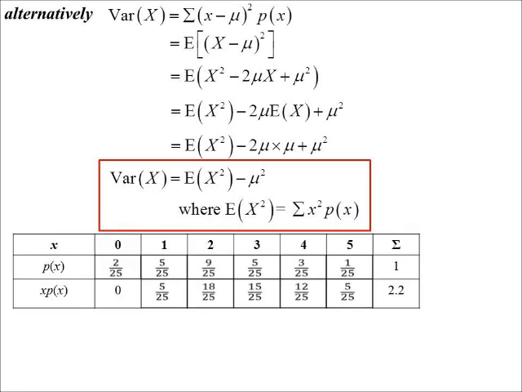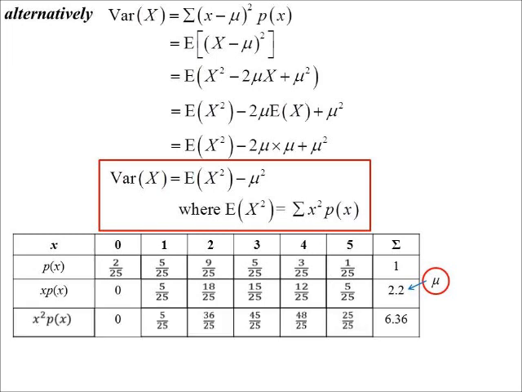The first row, probability of x. The second row, x times the probability of x. Oh, sorry, and remember that's mu. Third row, x squared times the probability of x. So it's a very natural flow for each row. And I want the sum of that row, so 6.36. That is the expected value of x squared.